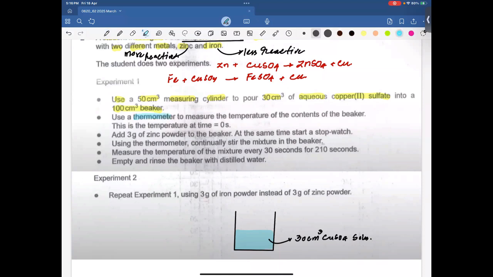Use a thermometer to measure the temperature of the content of the beaker. That is going to be the initial temperature. So place the thermometer in the solution. And as a result, you will get the initial temperature before the experiment. Okay. This is the temperature at the time of 0 seconds. That means it is the initial temperature.